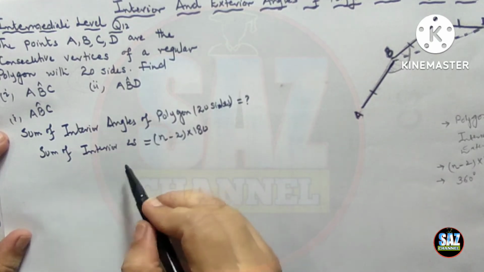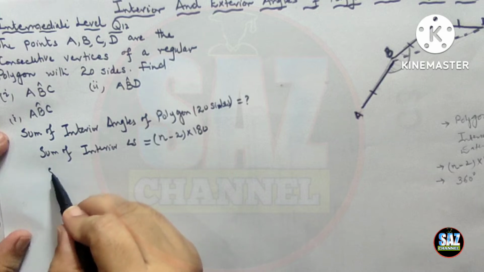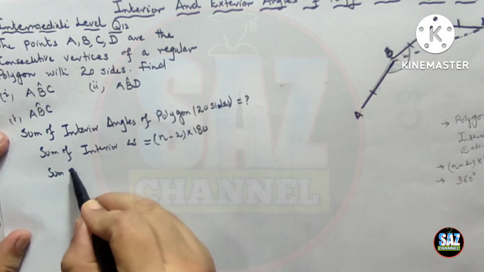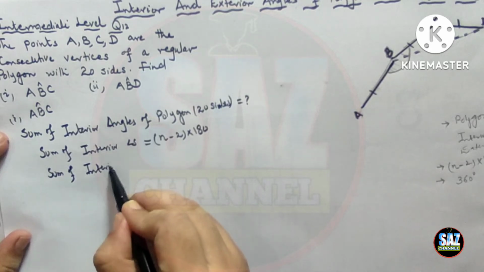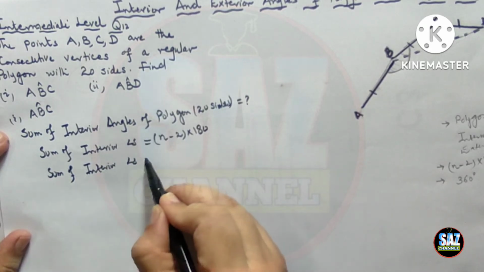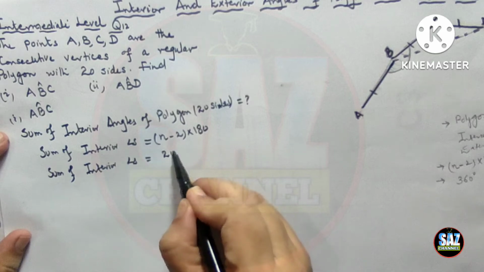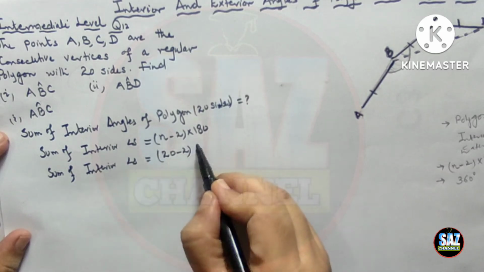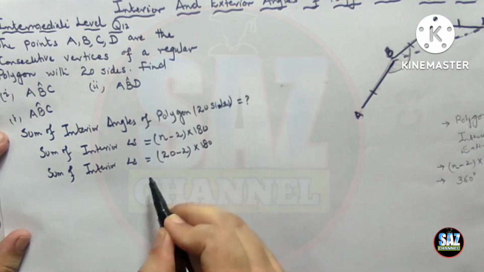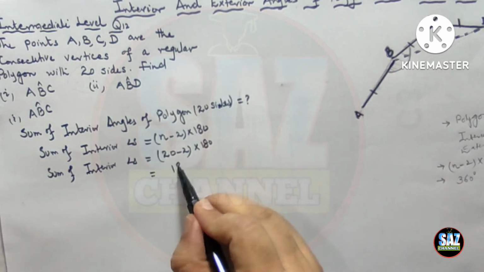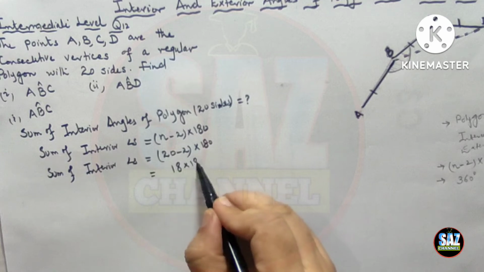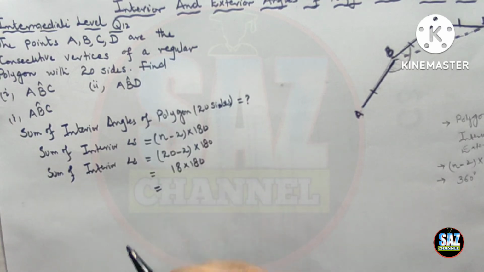So, what we have to do here, we have to replace n by what, students? Sum of interior angles is 20 minus 2 multiplied by 180, and 20 minus 2 is 18, so 18 multiplied by 180. Oh, such a large number.